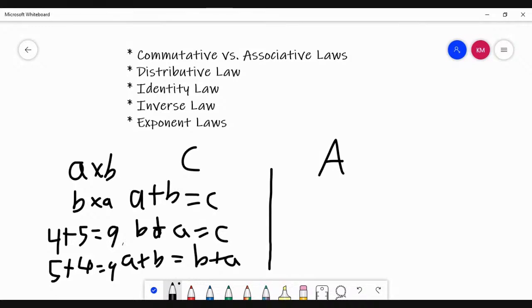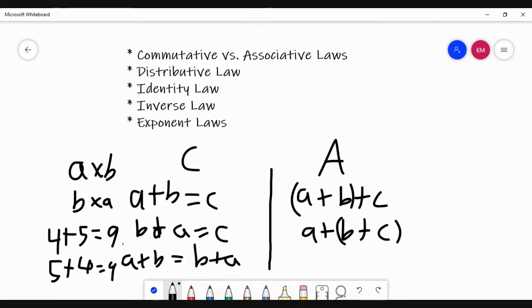All right, moving on to associative. Associative simply is you are moving a set of parentheses from one side of a number to another side of a number. Meaning, if you have A plus B plus C, whether the parentheses are here or here, your answer will still be the same.